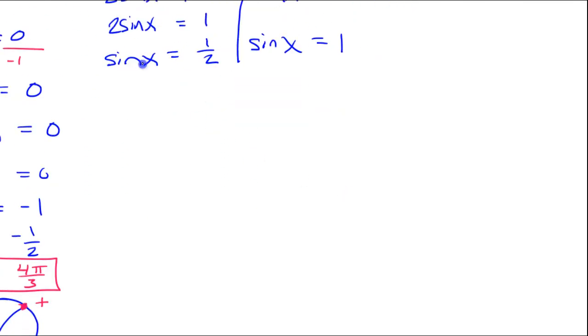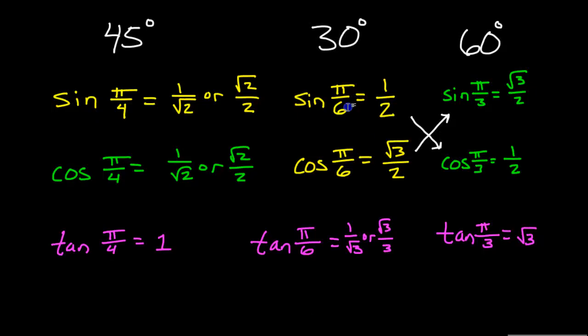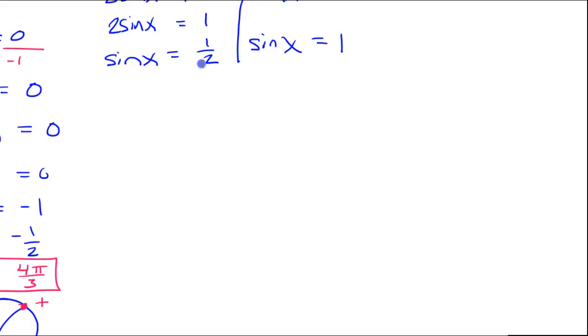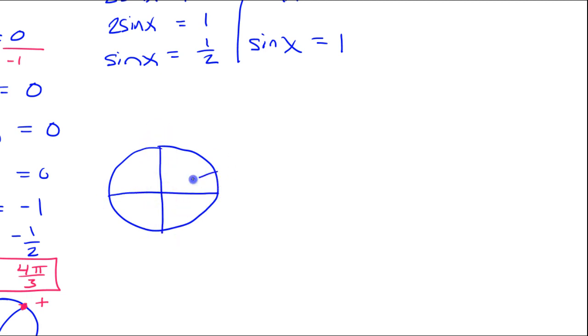Okay, sine of what angle is 1/2? Well, I know the sine of pi over 6 is 1/2, so that tells me that the reference angle is pi over 6. So let's take a closer look. Alright, here's a diagram of pi over 6. Okay, here are the 4 angles that have a reference angle of pi over 6.